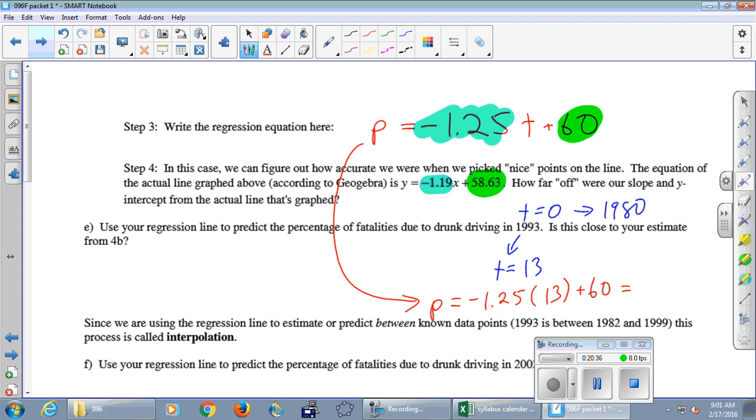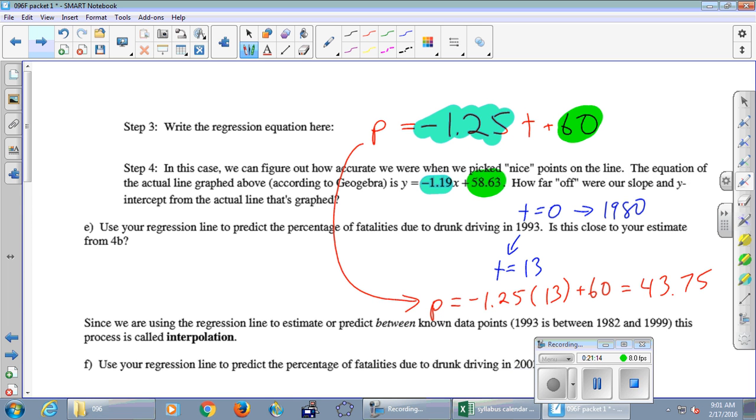Somebody with a calculator help us out here. Lauren? Can you add the 60? What is it? I think we lost the negative in there. $43.75. Okay.